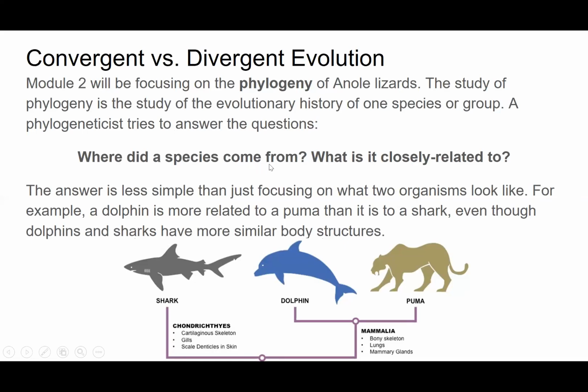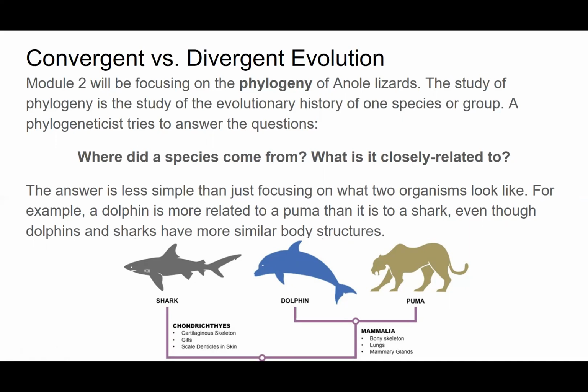Where did a species come from? And what is it closely related to? So what is its most closely related? Where is its most common ancestor? Those are the types of questions you're trying to answer when you're dealing with phylogenetic trees. Now, the answer is less simple than just focusing on 2 organisms that look alike, okay? So we've got a little bit more to it.